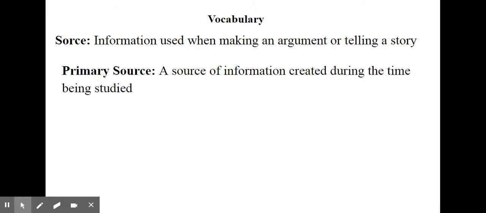Now, there are two main types of sources that historians use. The first is called a primary source. A primary source is a source of information created during the time being studied. Primary means first. So since it was the first source written during the time being studied, it is called the primary source. What does primary mean?